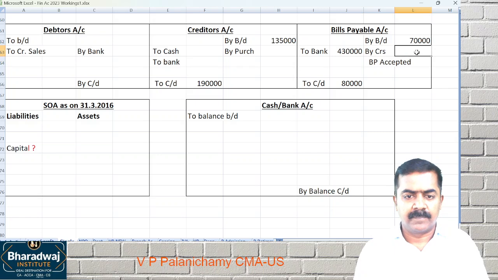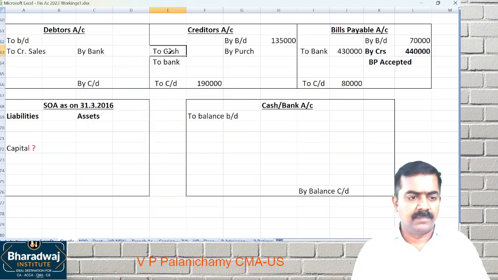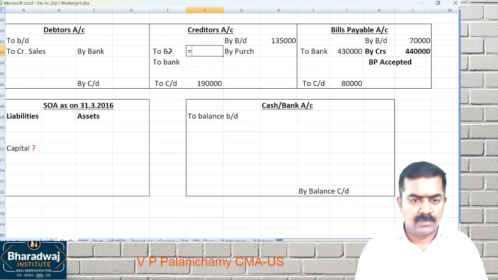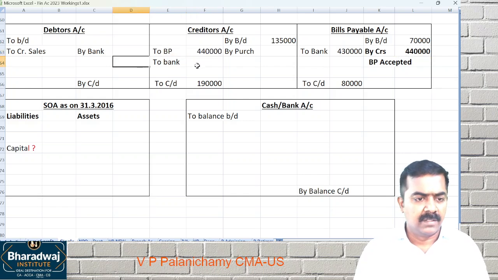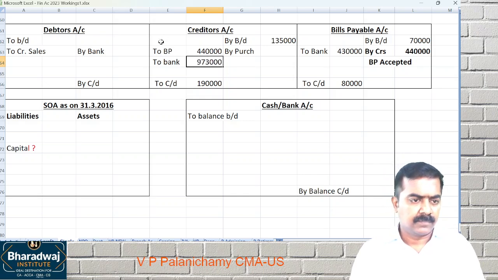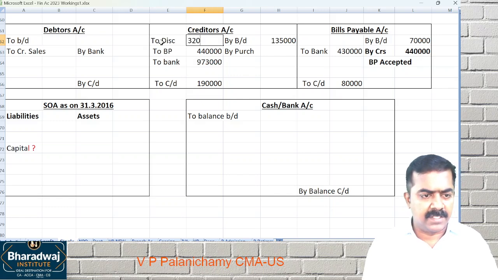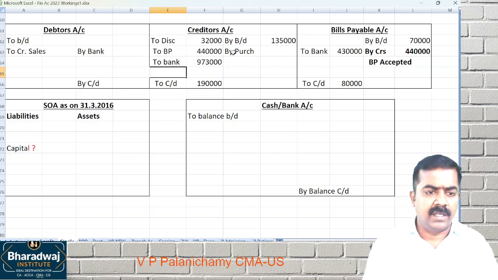Bills accepted during the year? 6 lakhs. We get this as a balancing figure. This is a balancing figure. So to bills payable, creditors to bills payable, bills accepted during the year, 4,40,000 accepted during the year. To bank, எவ்வளவு pay பண்ணிருக்கோம்? Then any discount received? Any purchase returns? Any other thing? As a credit purchase, we'll get it as a balancing figure.